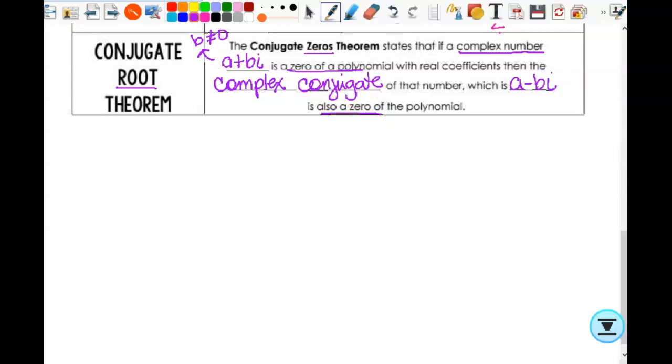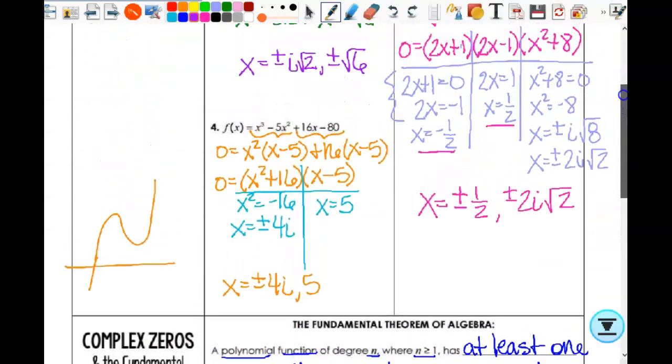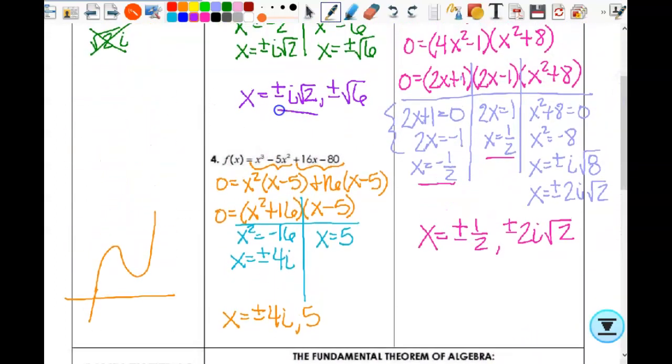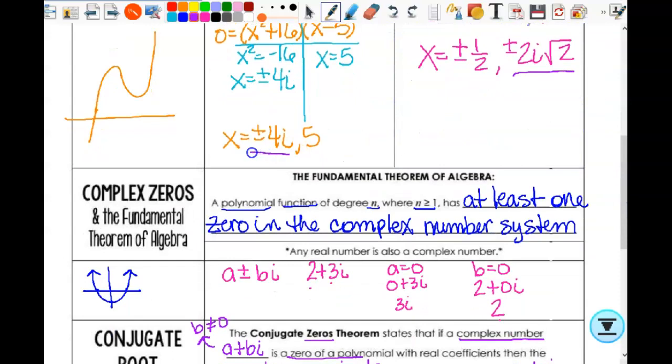So here's what this is saying. If you have an imaginary 0, you have to have at least 2. They come in pairs. So if we look back up here, notice that all of these with the i's, they all had pairs. Now some of the other ones did too, but here I didn't have a pair for this one, but I did for this one. So if 4i is a 0, negative 4i also has to be a 0.